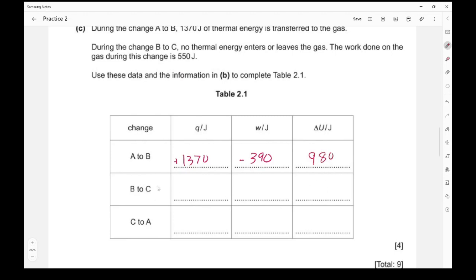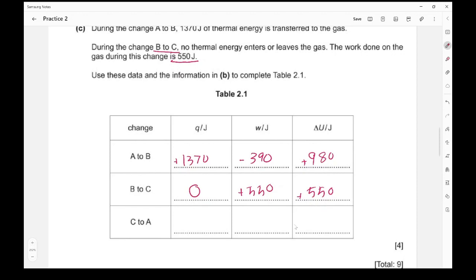And then from B to C, they have already stated: during the change B to C, no thermal energy enters or leaves the gas, so that means no change there. The work done on the gas during this change is 550. This time, work is being done on the gas, so this is positive 550, and the thermal energy is zero, and therefore the change in internal energy is 550. I'm just going to write it down, 550. So this is again a positive change, and finally C to A.